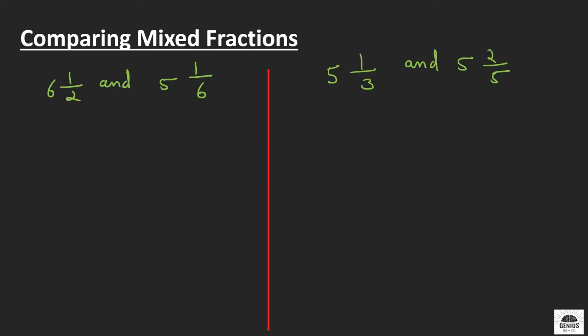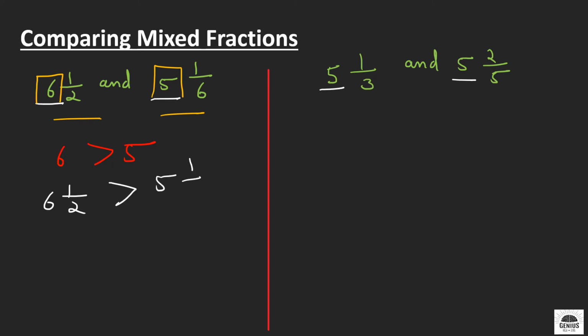Comparing mixed fractions. Mixed fractions are the combination of a whole number and a proper fraction. First we will compare mixed fractions with different whole number parts, and then we will compare mixed fractions with the same whole number part. To compare fractions in which the whole number part is different, we just compare the whole number parts of these fractions. We don't need to compare the fraction parts. Greater the whole number part, greater the fraction. Here 6 is greater than 5, so 6 1 by 2 is greater than 5 1 by 6.